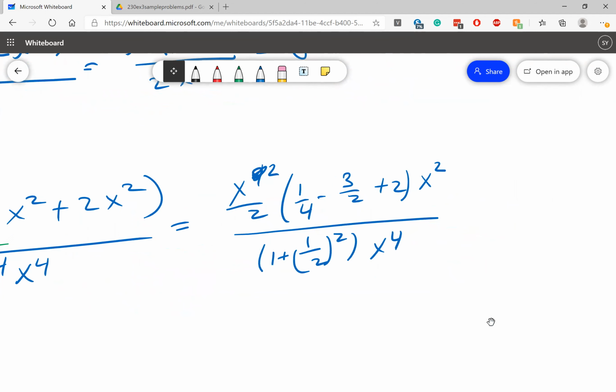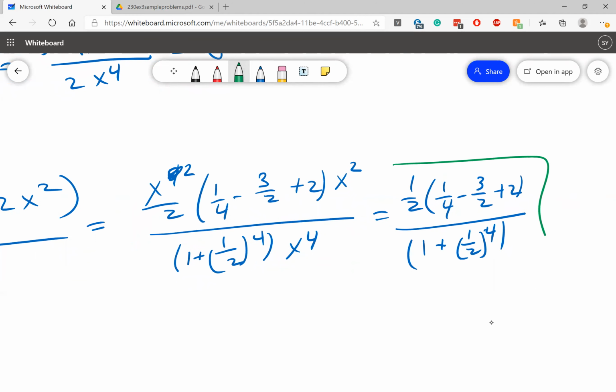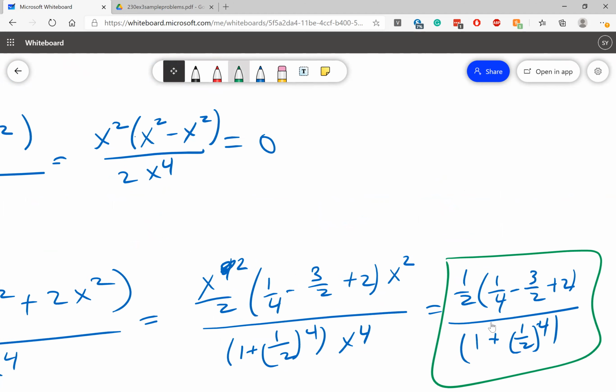Now this stuff cancels, so we would get 1/2 times 1 over 4 minus 3 over 2 plus 2 over 1 plus (1/2) to the 4th, to the 4th. Okay, and that would be the answer, and this would not be equal to 0. And so because in one direction we get 0 and in the other we don't, the limit once again does not exist. So that's the answer to the second problem.